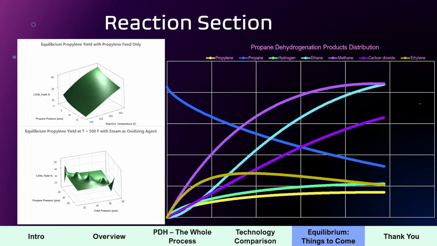And as you see from those two graphs, if I introduce something like, for example, steam, here is my total pressure, here is my partial pressure of propane, here is my yield. Now you look at the same yield for propylene for the simplistic view versus the actual view, and you find out the picture doesn't look the same at all. The partial pressures are going in a whole different direction than the simplistic view.